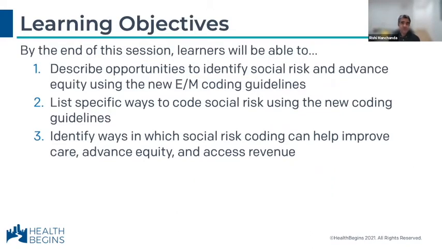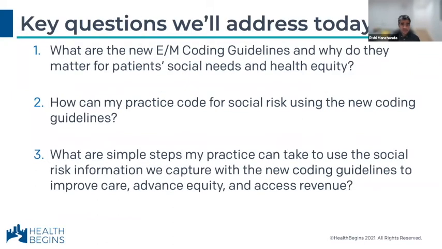Today, we hope to cover a couple of key learning objectives. One, by the end of the session, we hope you'll be able to describe opportunities to identify social risk and advance equity using these new evaluation and management coding guidelines, the E&M coding guidelines. We hope you'll be able to list specific ways to code social risk using these guidelines, and then identify ways in which that coding of social risk can help improve both the care of patients and help you advance equity, and depending on the kind of payment model that you're working in, also increase your access to revenue for your practice.